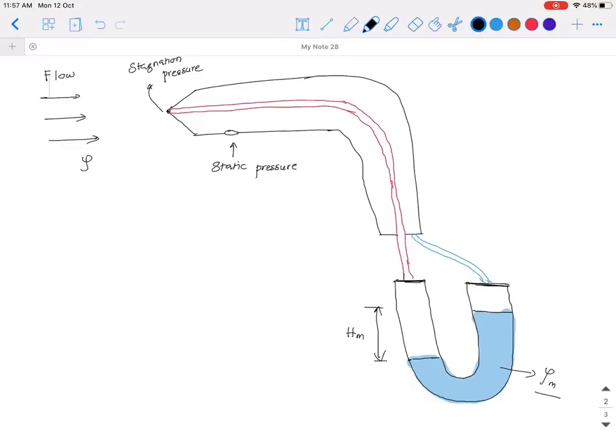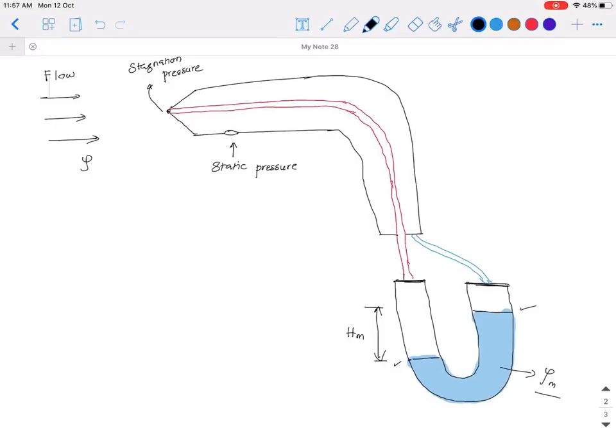So the leg that has stagnation pressure will have the meniscus on a lower side, compared to the static pressure leg, because P0, the stagnation pressure, is larger than the static pressure.